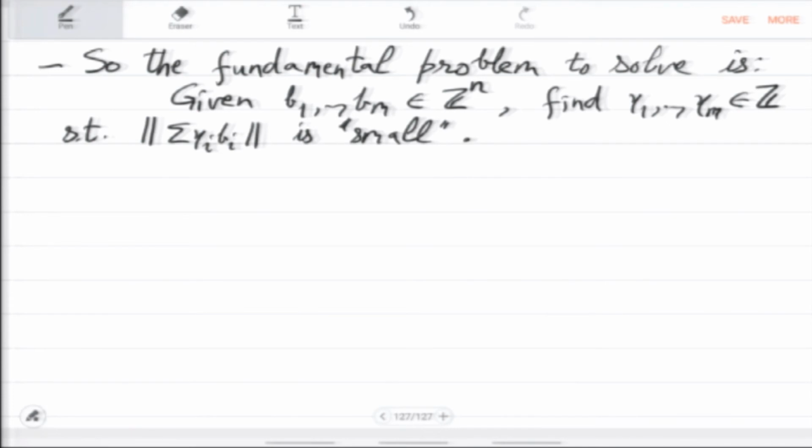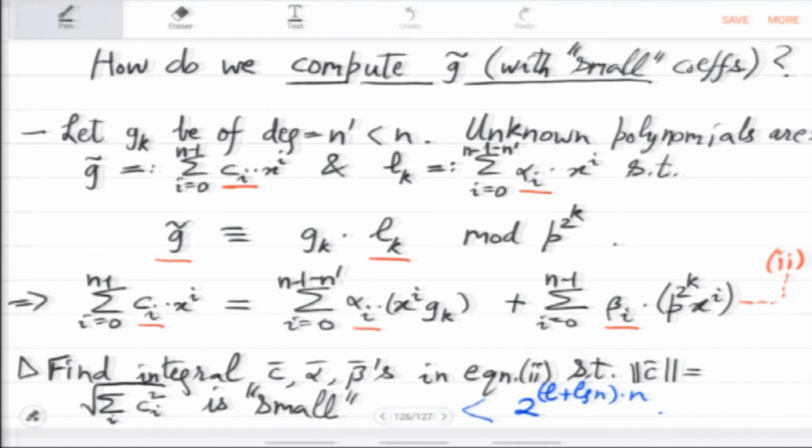Okay, so the fundamental problem to solve is that given m vectors in the n ambient space, can you find a small vector that is spanned by them using integral coefficients? Okay, so this gamma 1 to gamma m being integers is important.